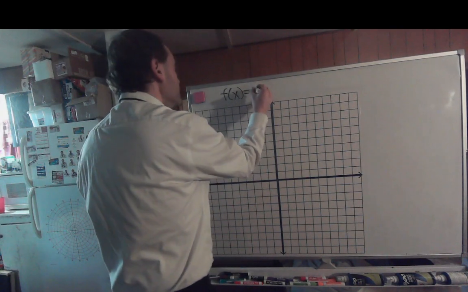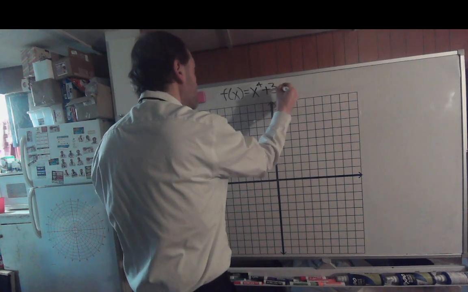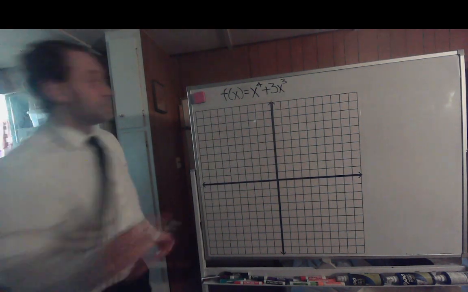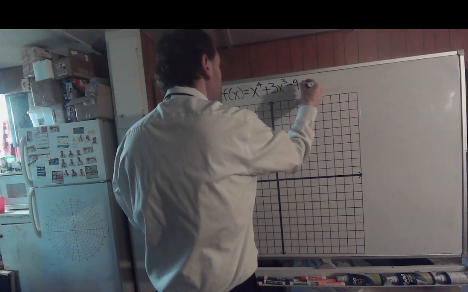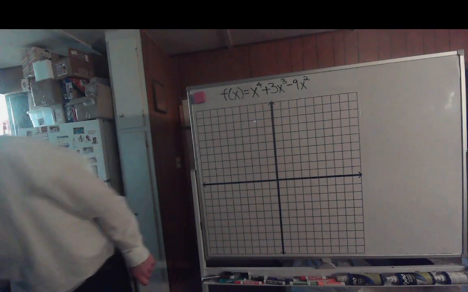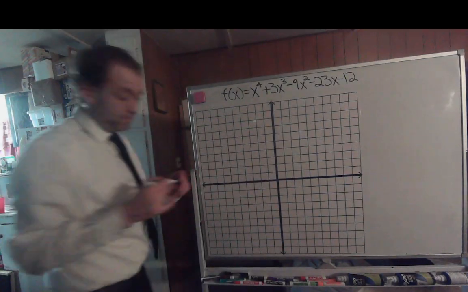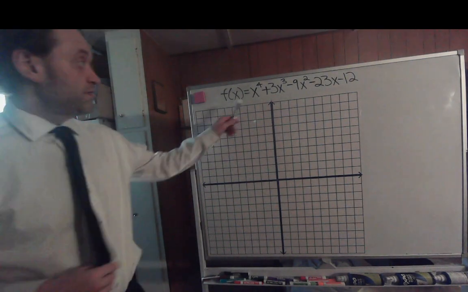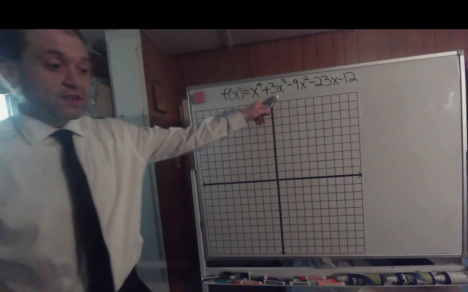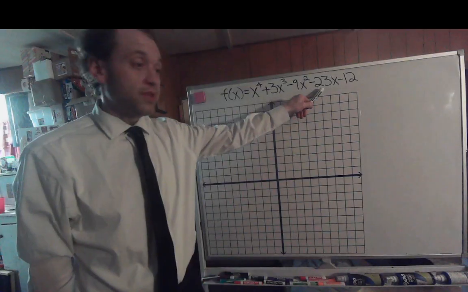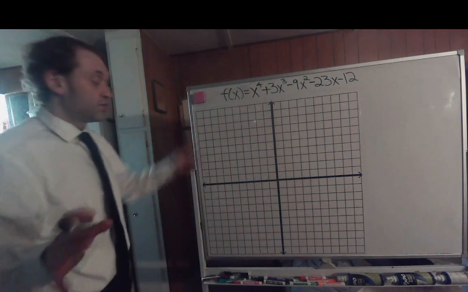f of x equals x to the 4th plus 3x to the 3rd minus 9x squared minus 23x minus 12. So f of x equals x to the 4th plus 3x to the 3rd minus 9x squared minus 23x minus 12. Start with the degree of the polynomial.